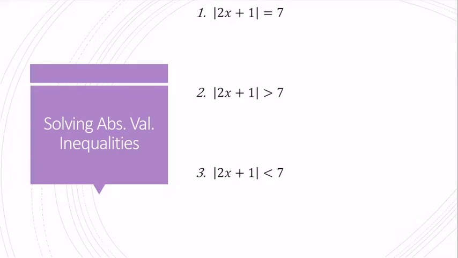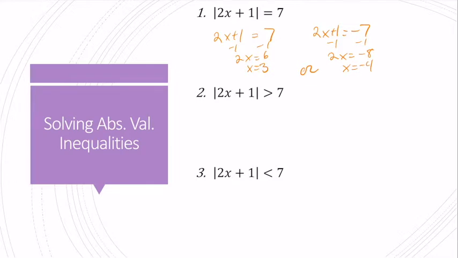So if I have the absolute value of 2x plus 1 equals 7, that's going to mean 2x plus 1 equals 7, or 2x plus 1 equals negative 7. I'm going to solve both of these, and my solution will be the union of the solution sets. I subtract 1 from both sides: 2x equals 6, so x equals 3. For the other, I subtract 1 from both sides: 2x equals negative 8, so x equals negative 4. So my solution is 3 or negative 4.